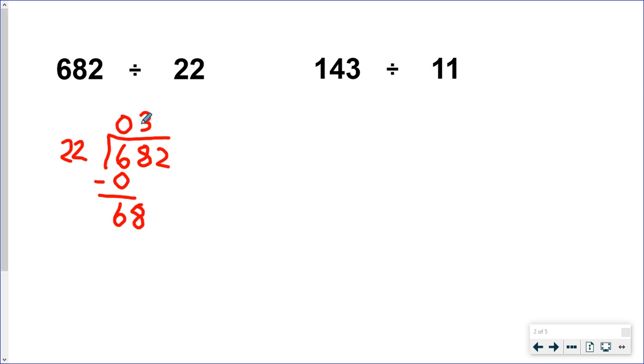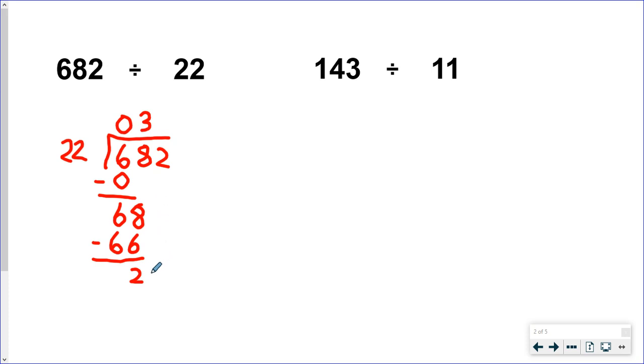Okay. So 3 times 22 is 66. All right. So I'm going to go ahead and subtract that. And so I have 8 minus 6, which is 2. And then 6 minus 6 is nothing, which is a 0. Is 2, now before we bring the next number down, is 2 smaller than 22? Yes, it is. 2 is definitely smaller than 22.